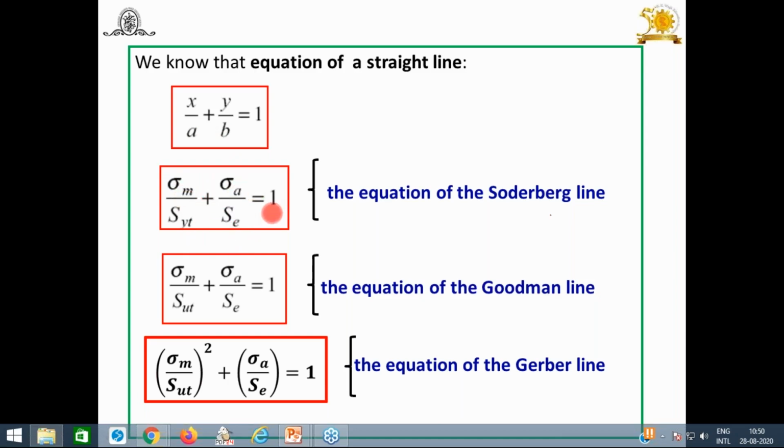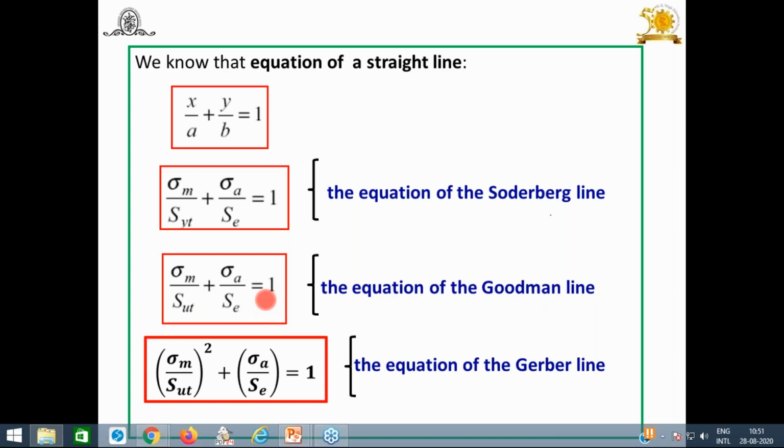And similarly, the equation of the Goodman line. Sigma mean and sigma a remain the same on x and y. So sigma m, what is the intercept on the x-axis? For Goodman, it is the line joining Se and Sut. The Sut is the intercept on the x-axis and Se is the intercept on the y-axis. So you will get the equation of the Goodman line, that is sigma m upon Sut plus sigma a by Se is equal to 1.